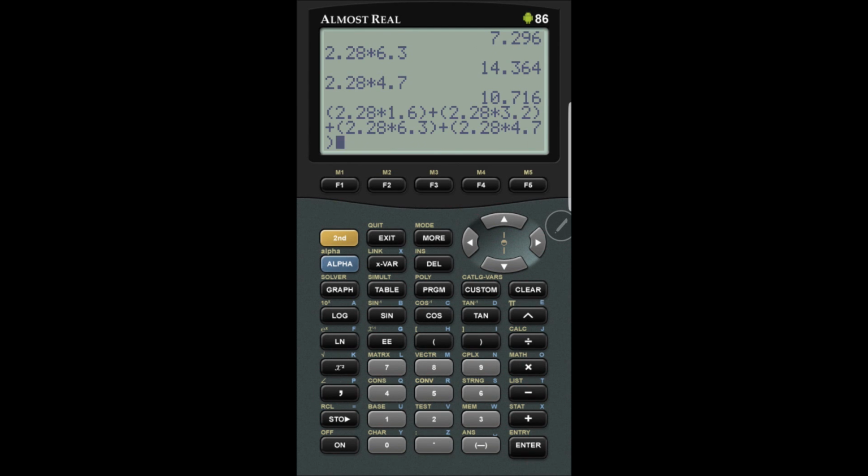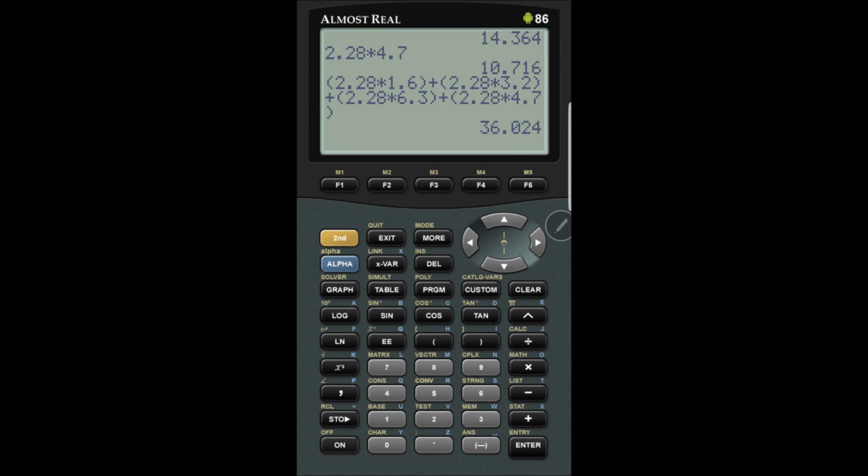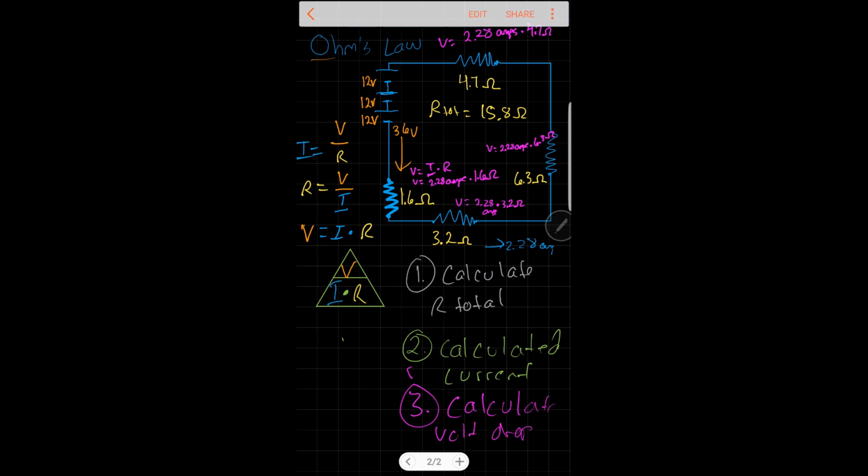Let's check our equation, make sure we're right. Oh, 36.024. And that's kind of what we're looking for. So when we add all of these up, it is indeed 36.024, or roughly 36 volts. So yes, that's what voltage drop was. If there are any questions, you can ask me to do another video, or we can do some more during tutoring. Thank you.